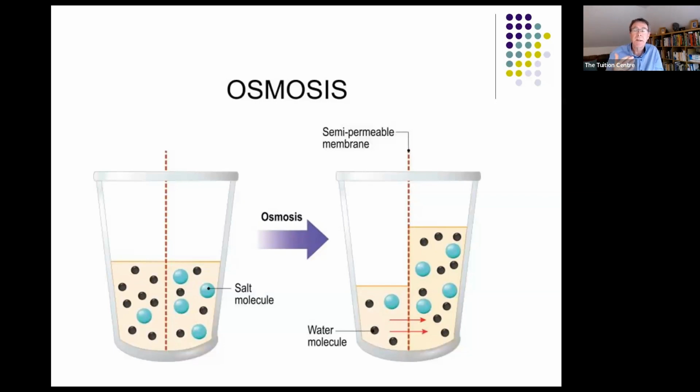It's a special case because osmosis is the movement of water molecules from where there's a high concentration of water molecules to a low concentration of water molecules. In other words, down the usual concentration gradient. But it's weird this time because we're talking about the concentration of water.